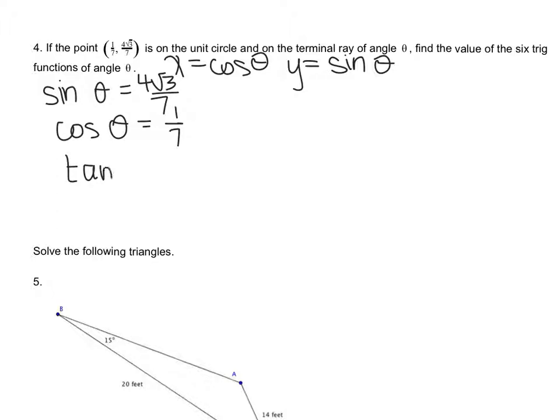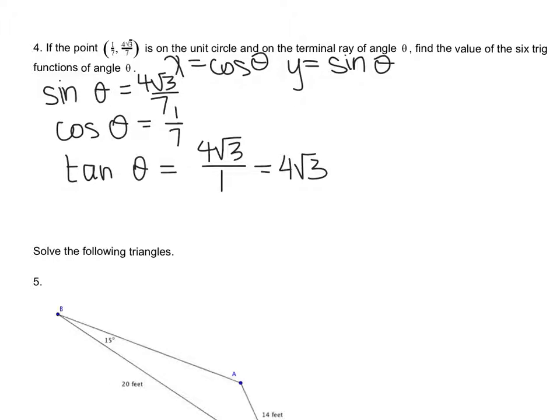Next, we want to find tangent of theta. So tangent is equal to sine divided by cosine. And if we notice, both of our fractions have the same denominator. So when we're dividing two fractions with the same denominator, we're only dividing their numerators. So we want to divide the numerator of sine and cosine. So that's going to be 4 radical 3 divided by 1, which is just 4 radical 3.